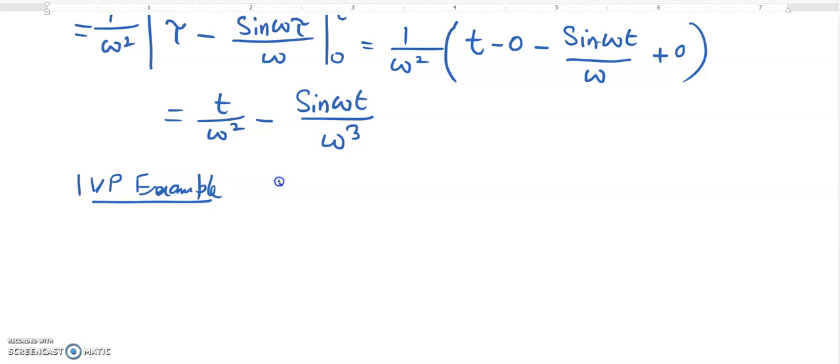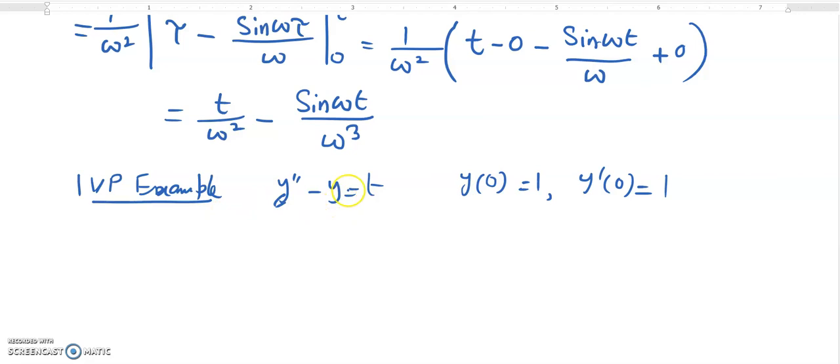So if we have this second order differential equation, y double prime minus y equal to t, and its initial conditions are here, y of 0 is 1 and y prime of 0 is also 1. So using the Laplace transform, solve this initial value problem.